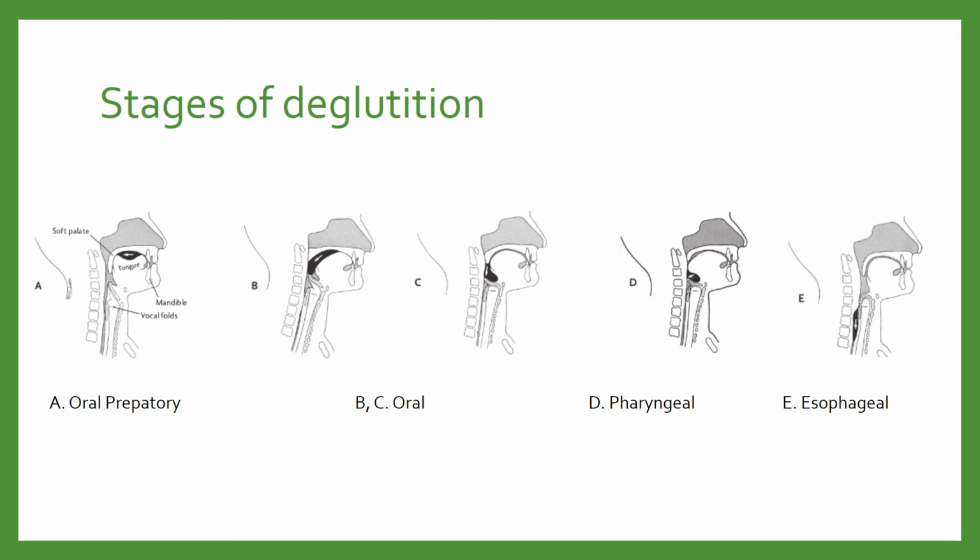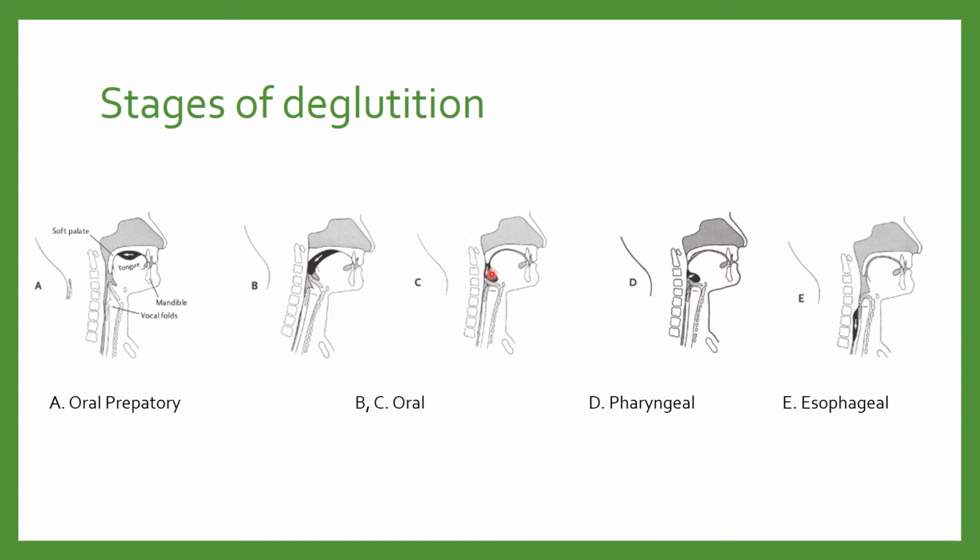So looking at this picture here, we'll again go through our piece of steak. In the oral preparatory phase, we're chewing up that piece of steak, using the tongue to pass the food to the chewing surface. And then for the oral phase, we're pressing the tongue to the roof of the mouth and sending that chewed up piece of steak into the pharynx.